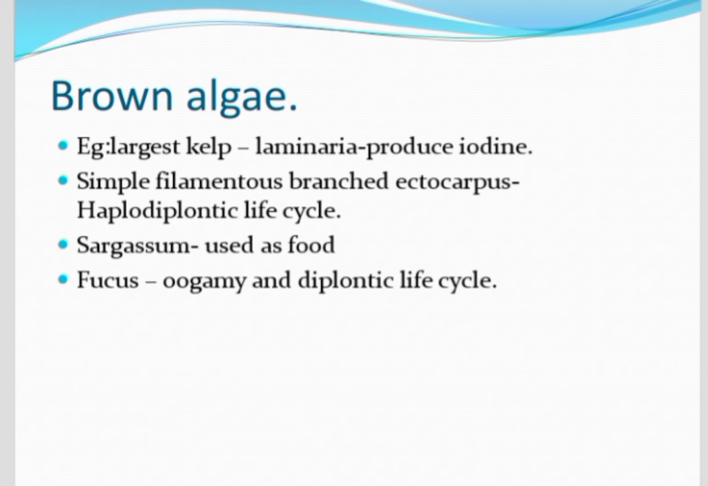Examples: the largest kelp is Laminaria, which produces iodine. Ectocarpus is simple, filamentous and branched, and shows a haplodiplontic life cycle. Sargassum is used as food. Fucus undergoes oogamy and a diplontic type of life cycle. These are the important characteristics of the brown algae.